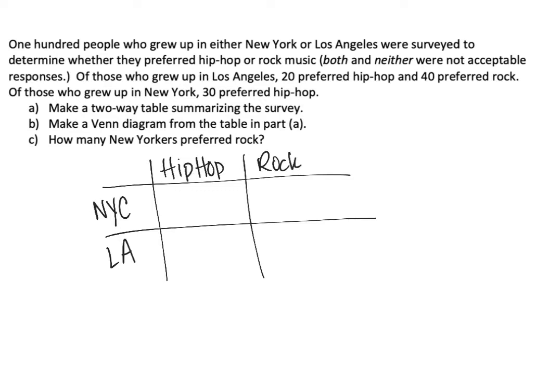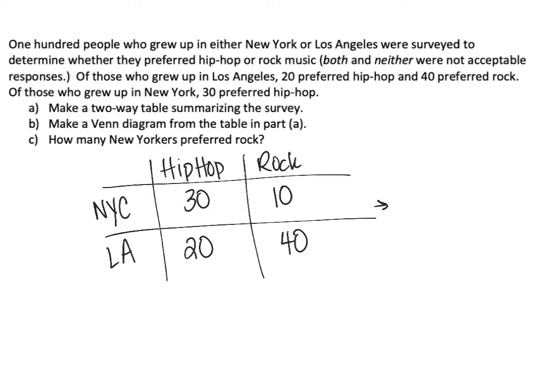So from here, we can take the information that we know. Of those who grew up in LA, we know that there were 20 hip hop and 40 rock. So I can go ahead and put 20 in hip hop and 40 in rock in that Los Angeles row. Now let's take a look at New York. Of those who grew up in New York, we know that 30 preferred hip hop. We don't know how many preferred rock. However, we do know that there were 100 people in this survey. So let's take a look at this two-way table, and we notice that there are already 90 people included in this survey, so that only leaves us a total of 10 left to get a total of 100.